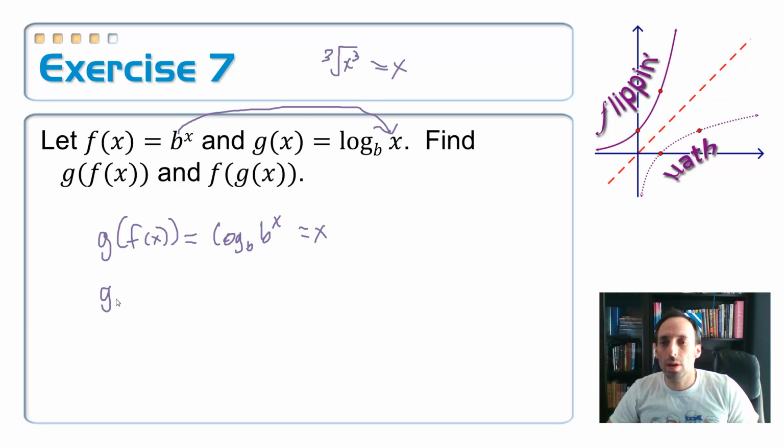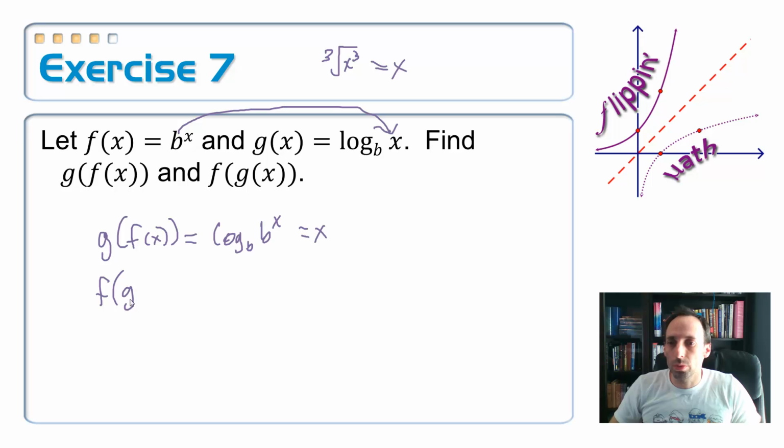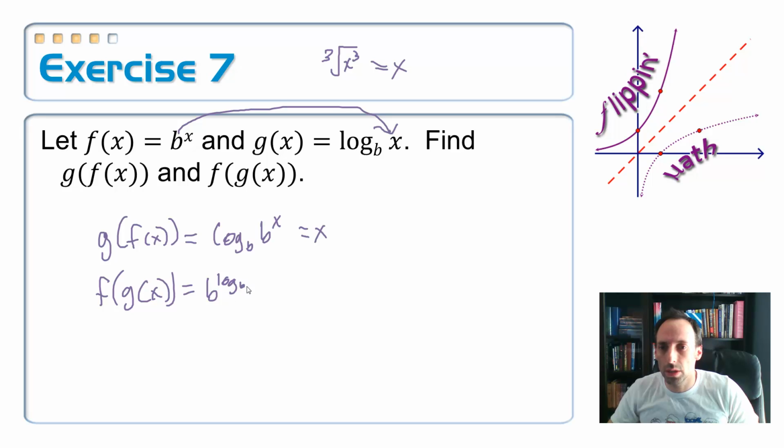Okay, so if I do this in the opposite direction, there we go, f composed with g of x. Now I'm going in the opposite direction, and I'm going to put b, and the exponent is going to be the log base b of x. That should be equal to, well, just based on what we have already seen, it must also be equal to x. This is going to be another one of the inverse properties. These things are inverses.